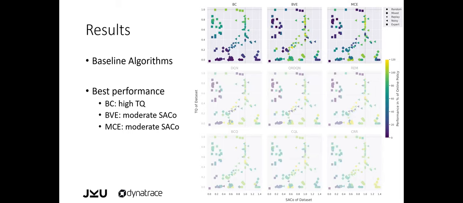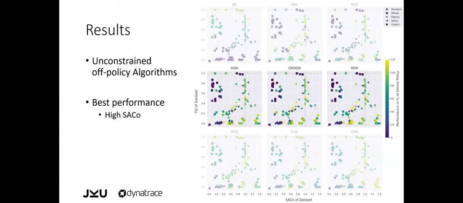So in this main results plot, you can see in each of the subplots the results for the respective method. The data points in there are shared across subplots because they represent the same data sets, characterized by trajectory quality and state-action coverage, and the color of points indicates the performance, where lighter means higher performance. As we can see, behavioral cloning, as we would expect, has basically a perfect correlation with the trajectory quality of the data set, because the better the behavioral policy, the better the policy we can learn from it.